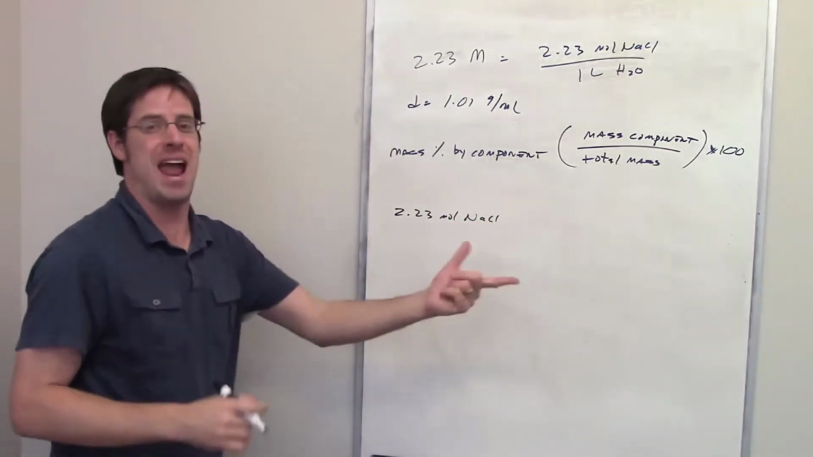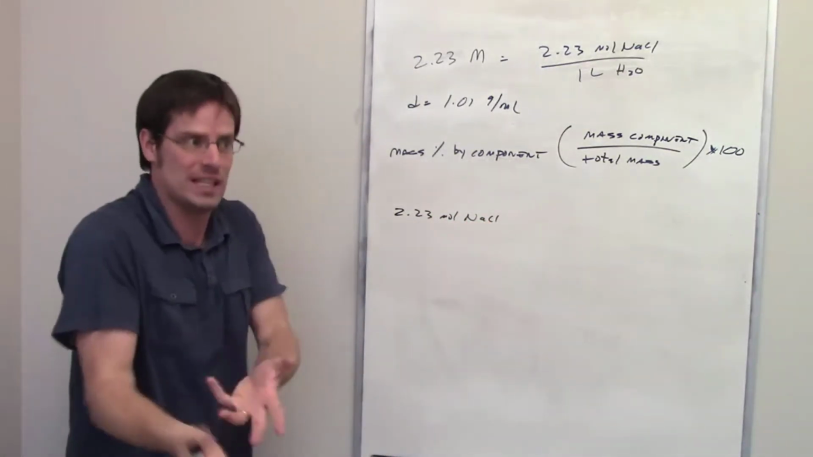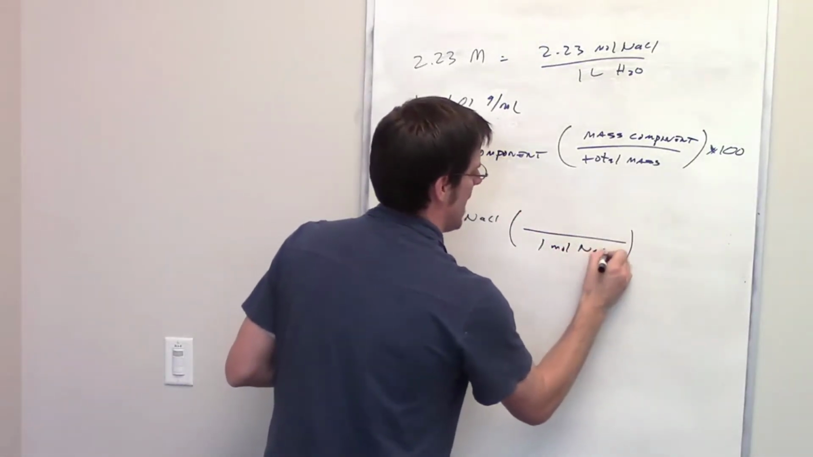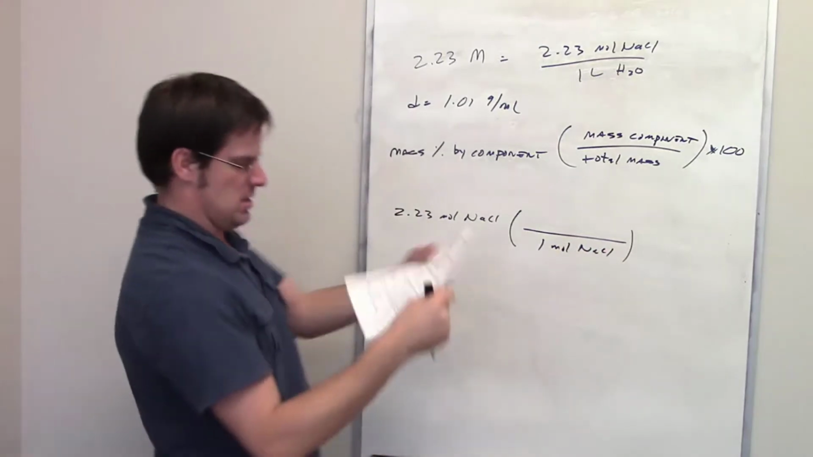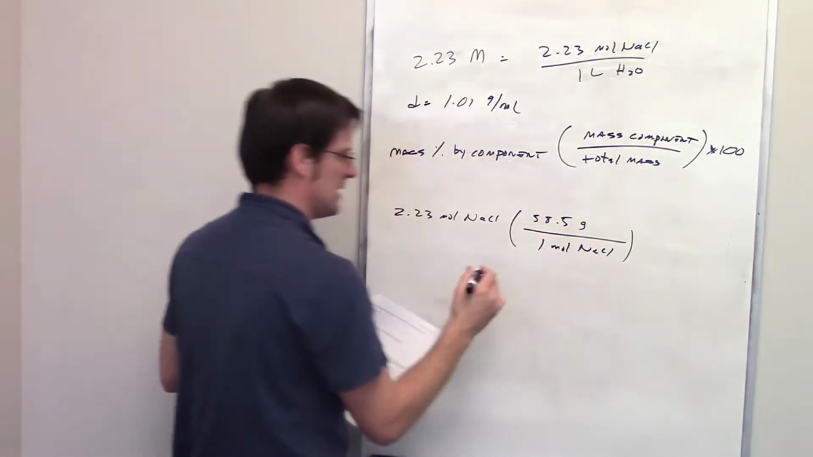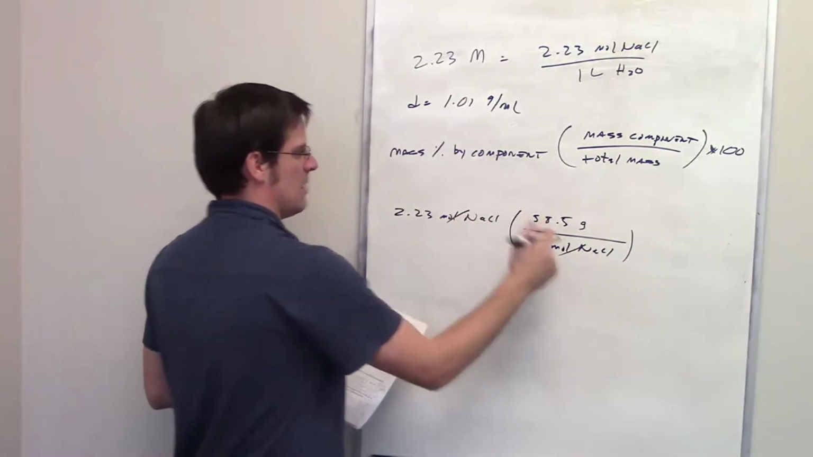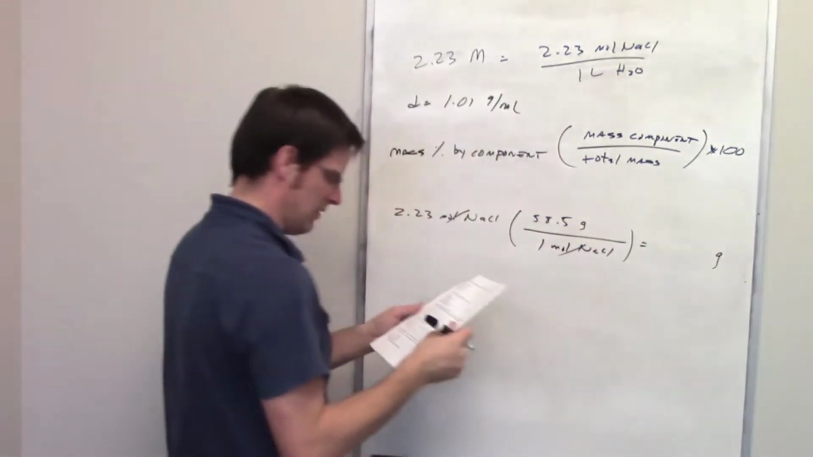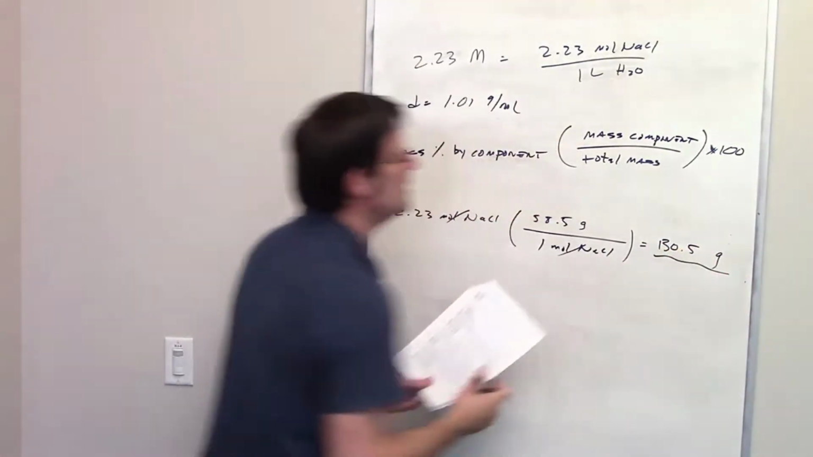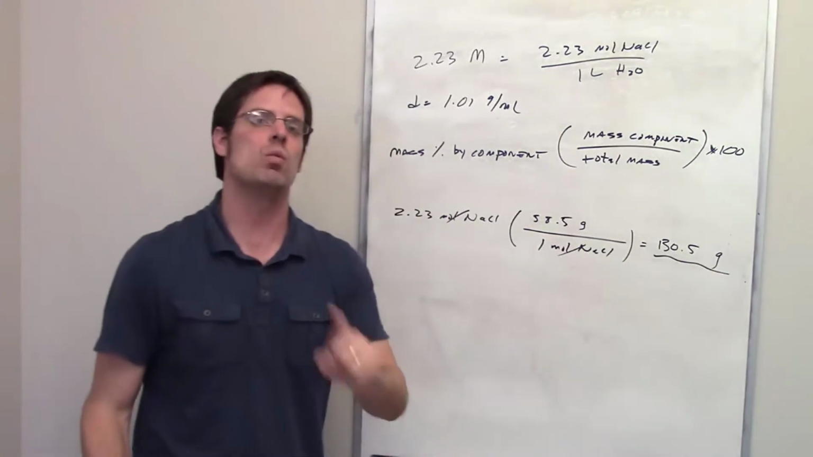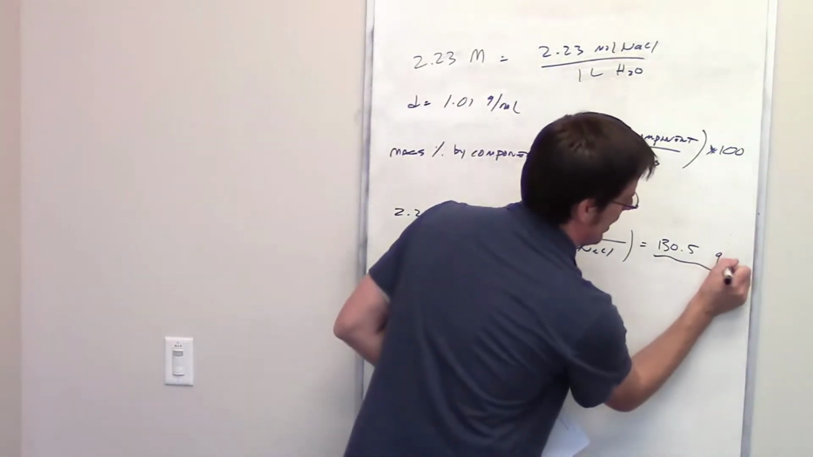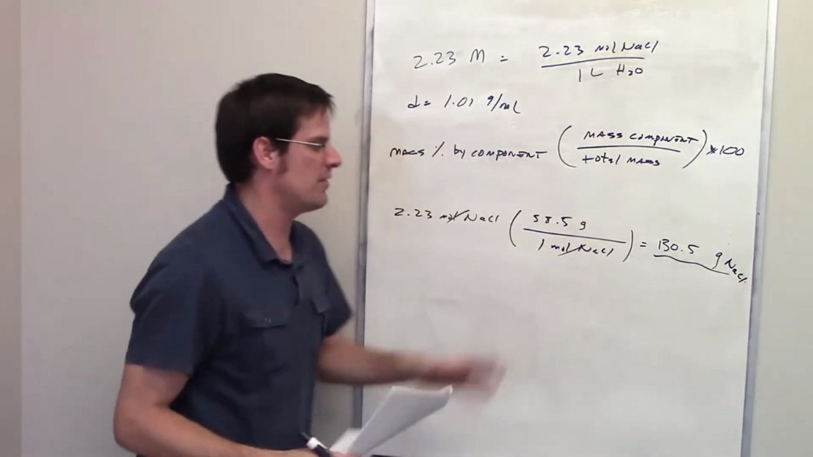Can I determine what the mass of sodium chloride would be in that 1 liter of solution? Absolutely I can. 1 mole of sodium chloride happens to weigh, I think, 58.5 grams. And you can calculate that from the periodic table. Moles cancel each other out. I multiply those guys through. And that gives me 130.5 grams. So if I had 1 liter of this particular solution, it would contain 130.5 grams of sodium chloride. I'll write that off there to the side.